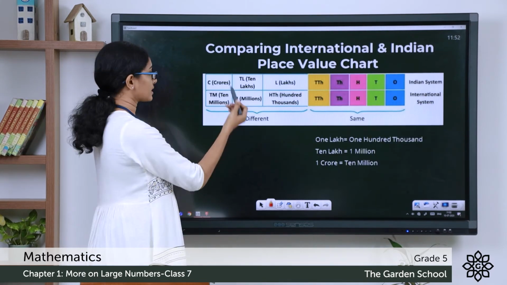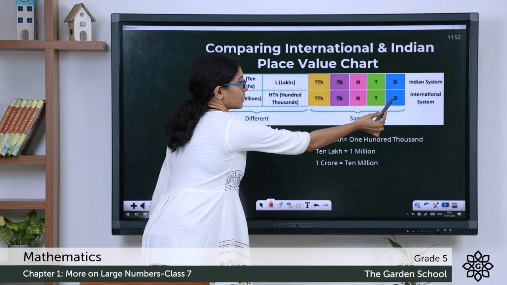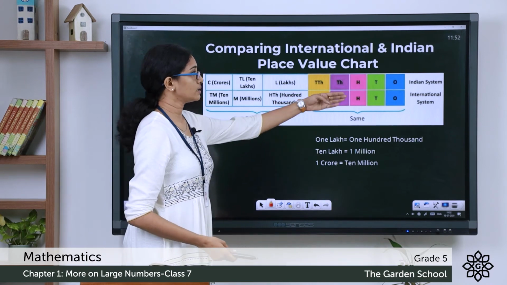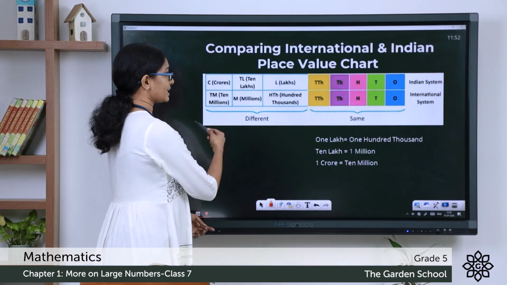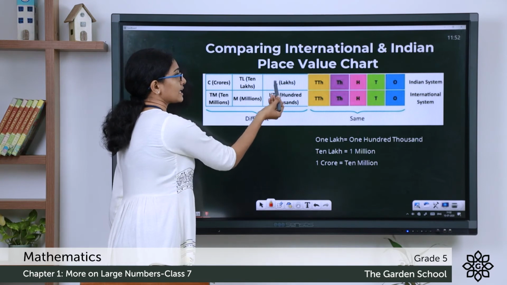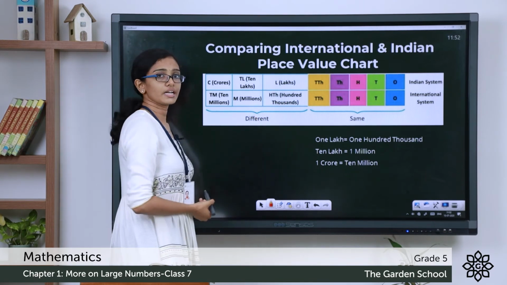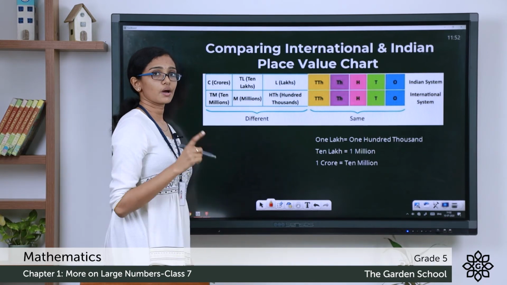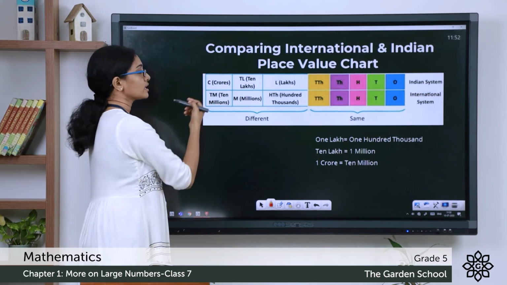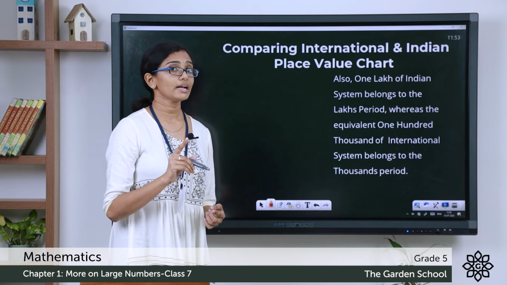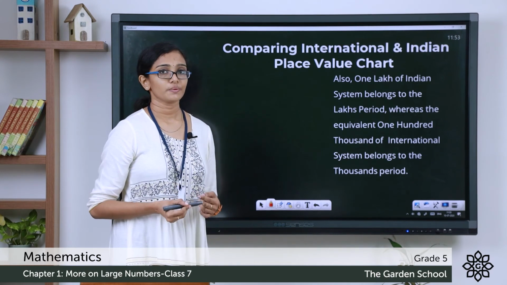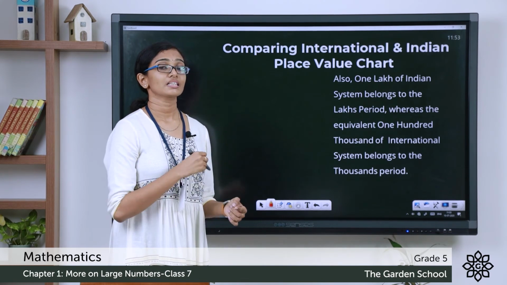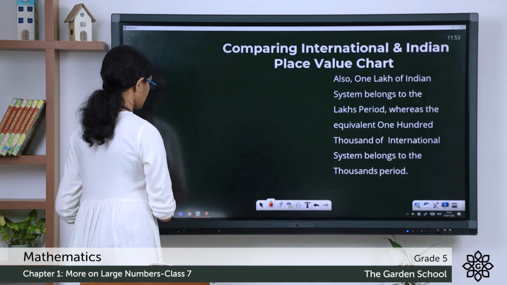So let's have a comparison. From ones to 10,000s, the places are mentioned the same way in both the Indian and international systems. Thereafter, it changes. 1 lakh in the Indian system is read as 100,000 in the international system. And 10 lakh is read as 1 million. And 1 crore is read as 10 million. 1 lakh in the Indian system comes under the lakh period, whereas the equivalent 100,000 of the international system comes under the thousand period. So I hope the difference is clear to you.